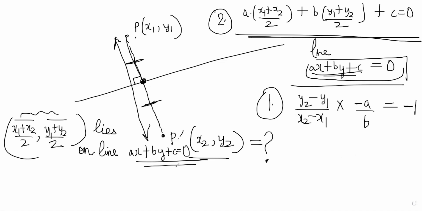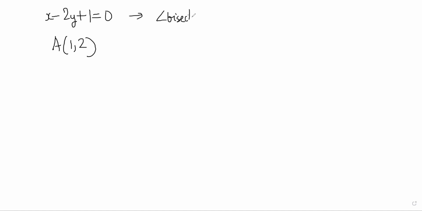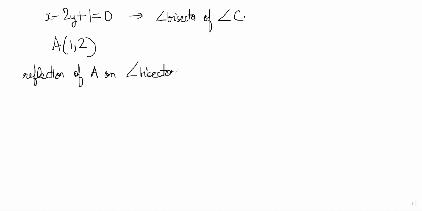In this particular problem, what we have is the angle bisector is given to us. Angle bisector is x minus 2y plus 1 is 0, right? And one point A is given to us, 1 comma 2, and this was the angle bisector of angle C. You have to find the reflection of A on the angle bisector, and you can say that that reflection point lies on the other side, on the BC, right?